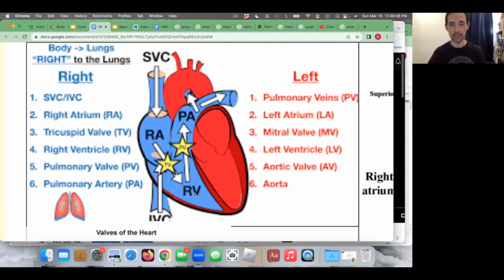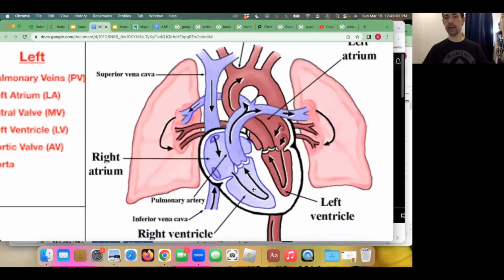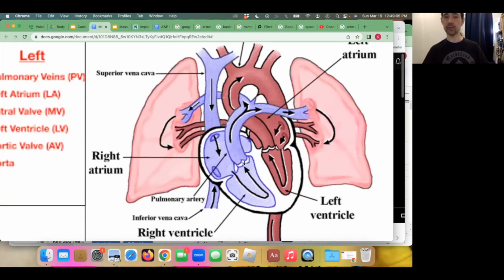Then after it's in the right ventricle, it has to go through the pulmonary artery. Pulma means lung. It has to go through the pulmonary artery, away from the heart, to the lungs. Deoxygenated blood goes to the lungs, it picks up oxygen, and it is returned through the pulmonary veins into the left chamber of the heart.